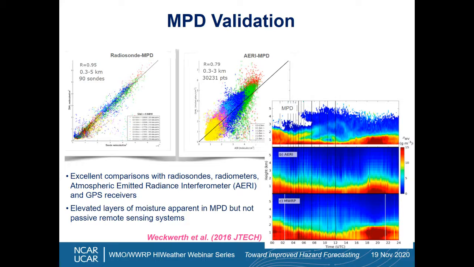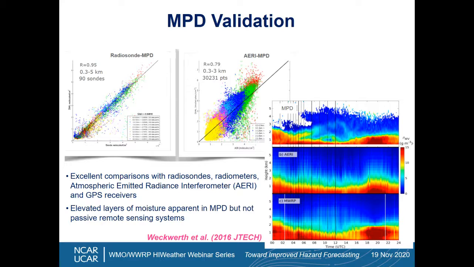And the top right panel shows us continual comparisons with an AERI. That's a passive remote sensing instrument that operates continuously, just like MPD. And there we see a correlation coefficient of 0.79. The comparisons are also good with the profiling microwave radiometer, and also good comparisons with integrated precipitable water from ground-based GPS receivers. The panels on the bottom right are particularly interesting. They show a 24-hour time series comparison of MPD on top, AERI in the middle, and profiling microwave radiometer on the bottom.